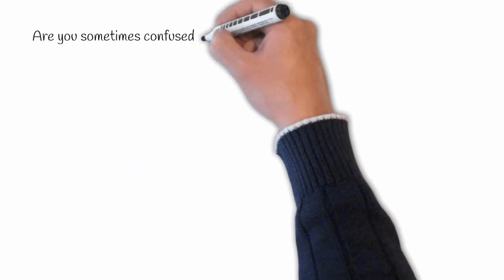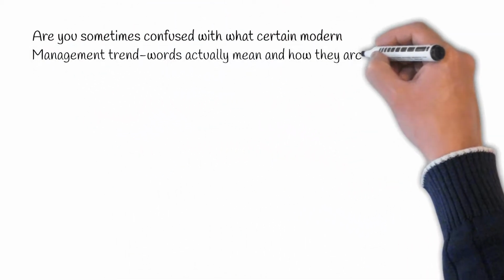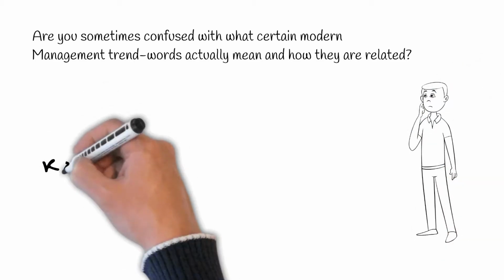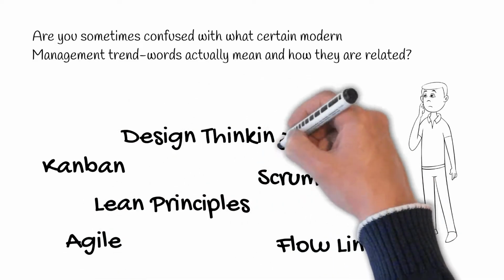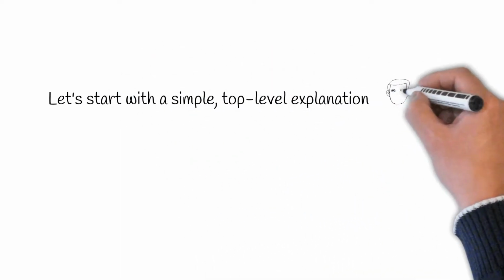Are you sometimes confused with what certain modern management trend words actually mean and how they are related? You know, words like Kanban, lean principles, flowline, agile, Scrum, even design thinking. Well, let's start with a simple, top-level explanation.